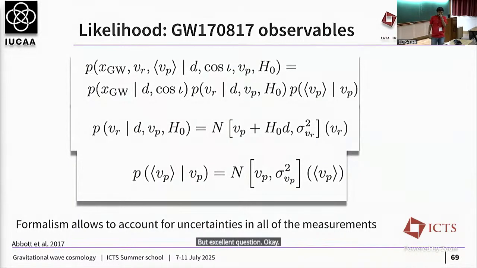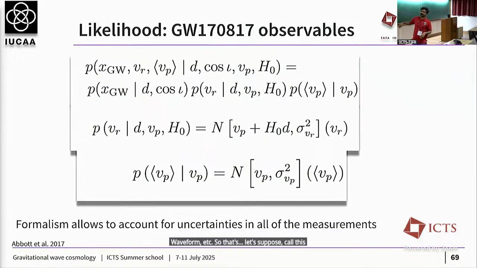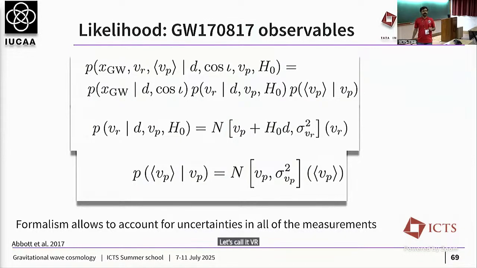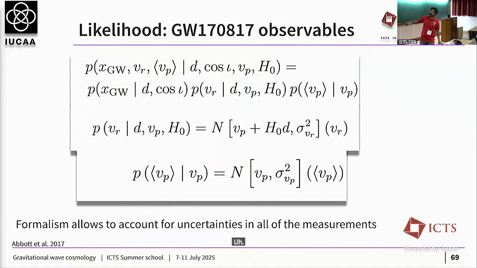Okay, so how do we deal with the data then? What do we have for GW170817? The data that we have is the fact that you saw this gravitational wave event. It has a certain amplitude and a certain waveform, etc. Let's call this X_GW. Then we know the recession velocity of the group of galaxies in which NGC 4993 lies. Let's call it V_R. Then you have a rough number for the average peculiar velocities. You don't know the exact peculiar velocity of NGC 4993. That is this average V_P. So the data set that you have is something like this.